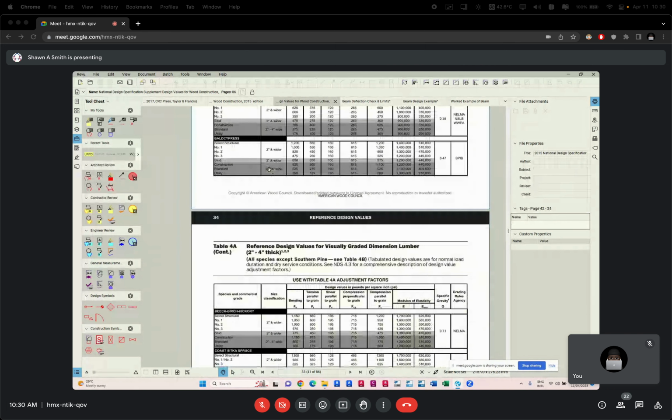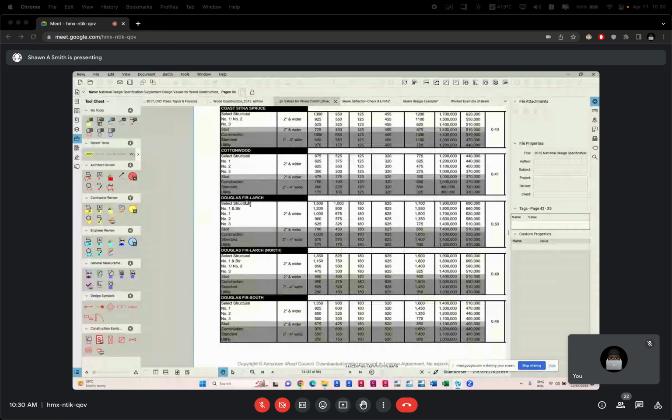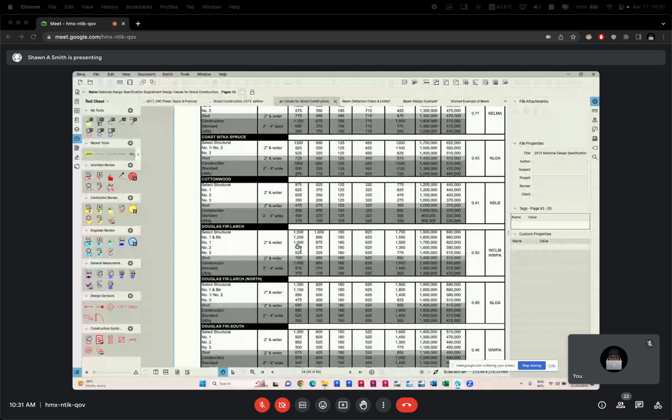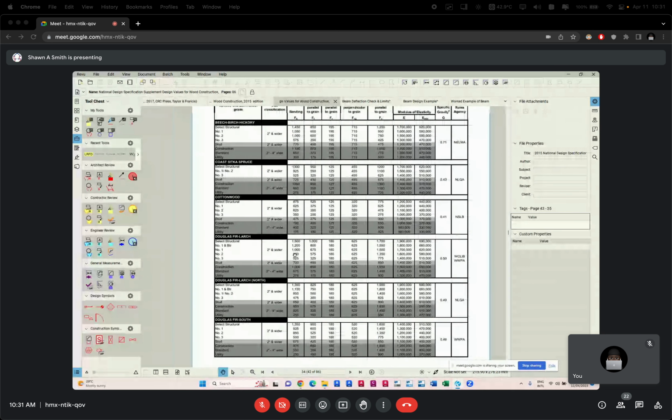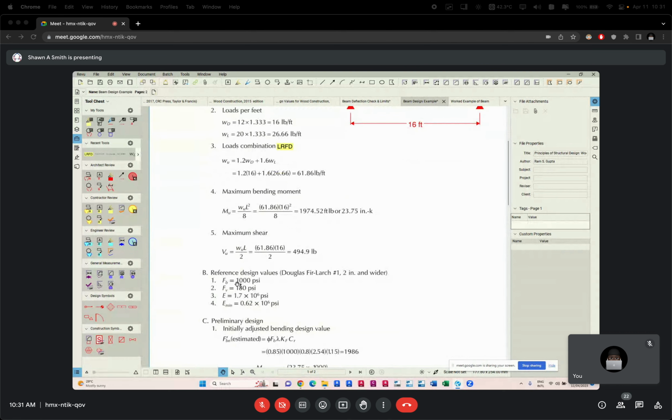So the table just starts. There's no Douglas fir large yet. Okay, fine. So see, Douglas fir large and number 1. This one. All right, number 1, 2 inch and wider. So anything in this third row, we want to be taken out. So the first one is FB, bending. That's 1,000. FB, 1,000 PSI.